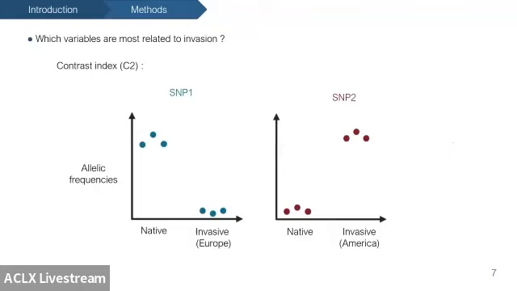So this contrast index is very simple. It simply tells you how much the allelic frequencies of a SNP are contrasted between two groups of populations that you choose. So we first created a dataset with the 10% SNPs that are the most contrasted between native and invasive European populations. And then we did exactly the same, but this time with the 10% SNPs that were the most contrasted between native and invasive American populations.